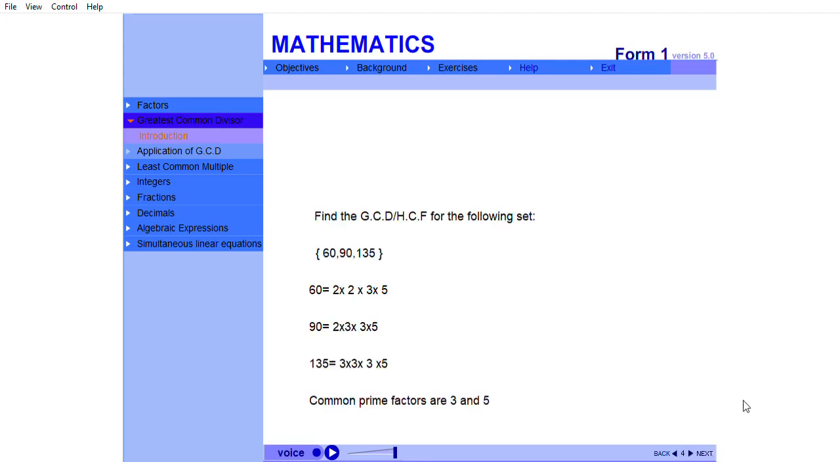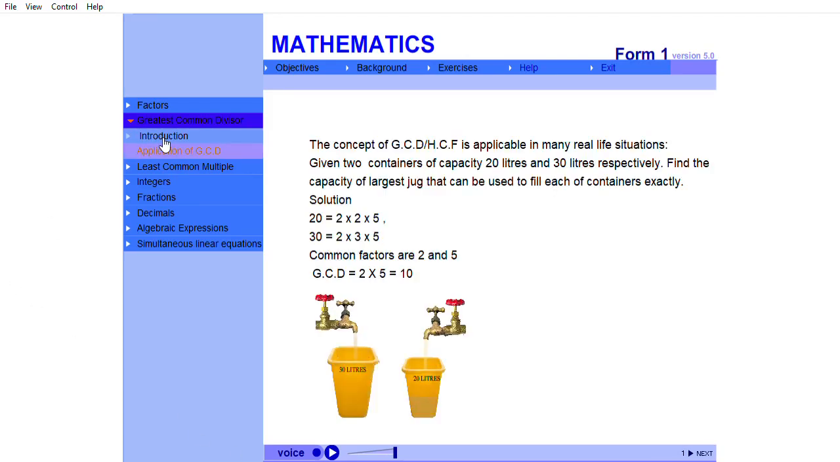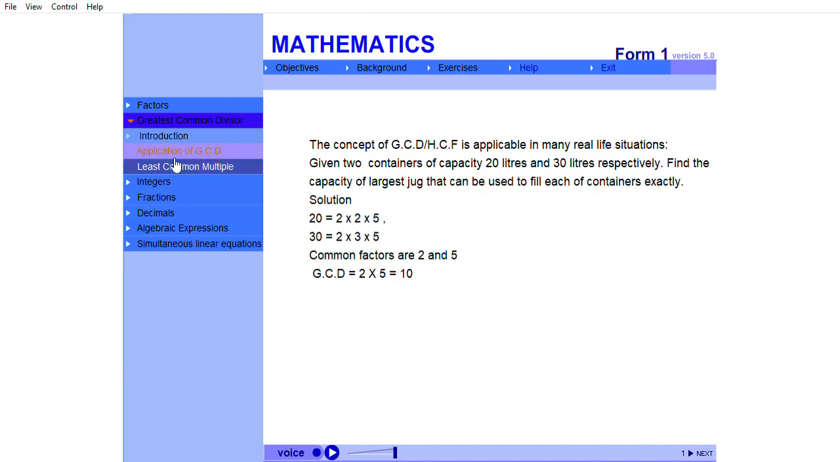Find the GCD or HCF for the following set. The concept of GCD or HCF is applicable in many real-life situations.